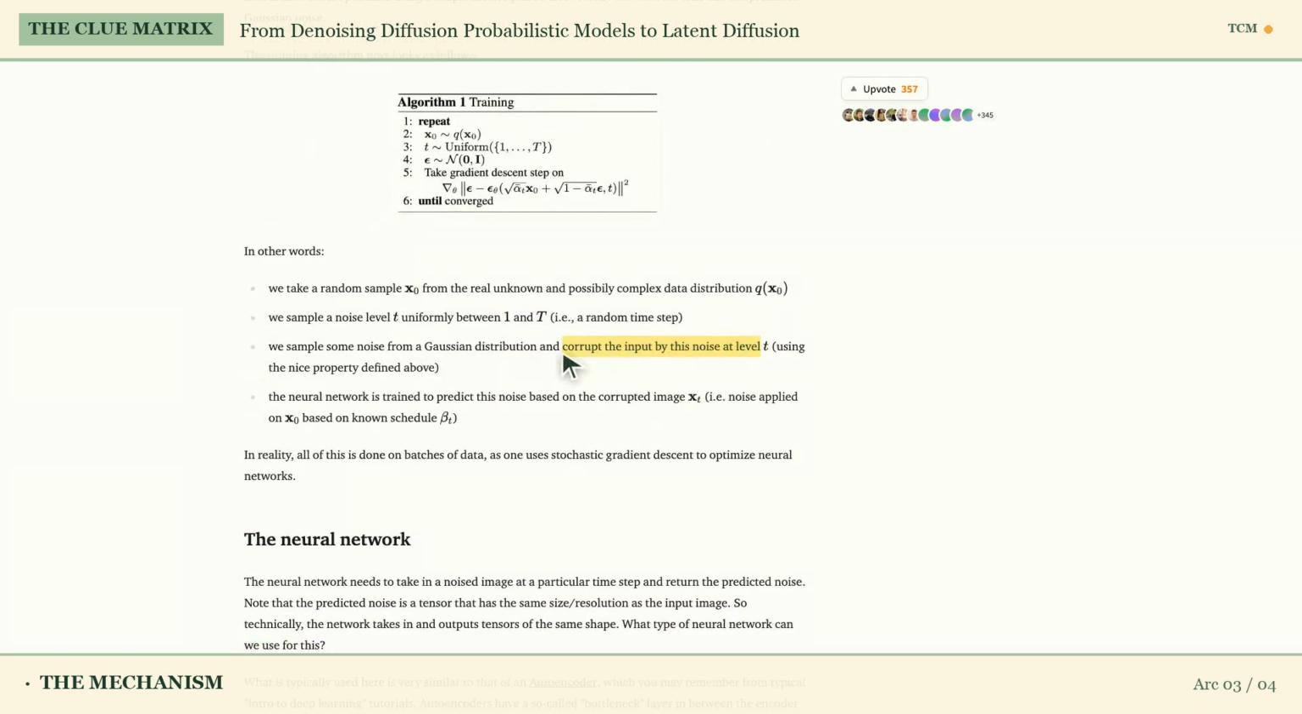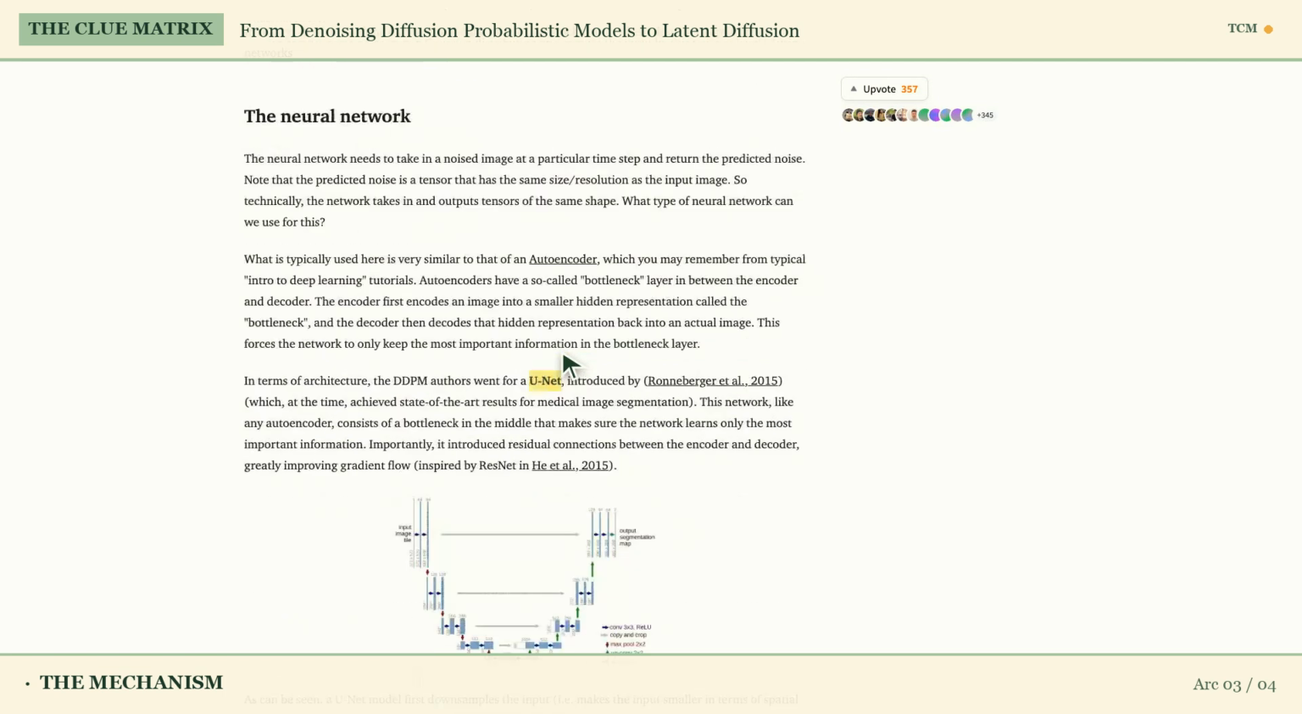During training, we take a real image, sample a random noise level, and corrupt the input by this noise at level T. Then, the network sees this noisy image and tries to output exactly the noise that was added. We minimize the difference.